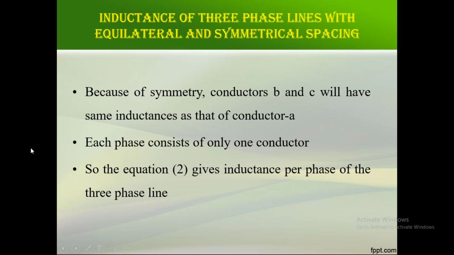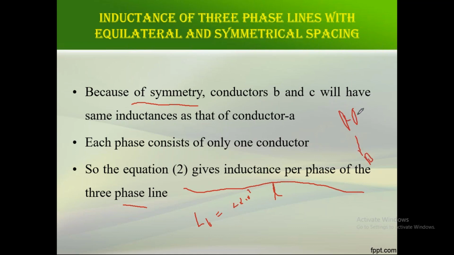Now, after finding this LA, similarly because of symmetry, conductors B and C will have the same inductance. So for LB also you will get 2 into 10 power minus 7 ln D by R dash. Why? Because all are symmetrical, so all are placed at the same distance, right? That is the reason the inductance of conductors A, B and C will be the same. So the equation gives the inductance per phase of the three phase, right? So we have R, Y, B, right?